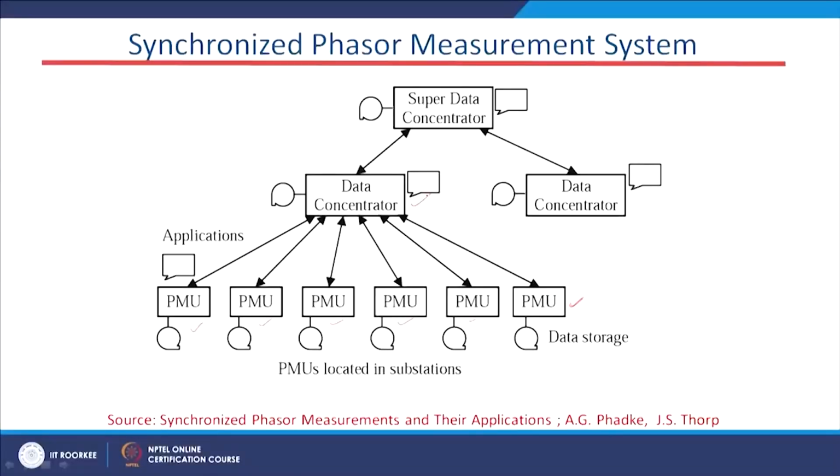After that, the PMU data will reach the data concentrator, and from there it will go to the super data concentrator. These data concentrators may be local. In a particular area of the system, we collect the data from all the PMUs located inside that area, and we have another area from where we again collect the data from all the PMUs to the next data concentrator. From all the data concentrators, we send the data to another level of data concentrator called the super data concentrator. This is how it looks.